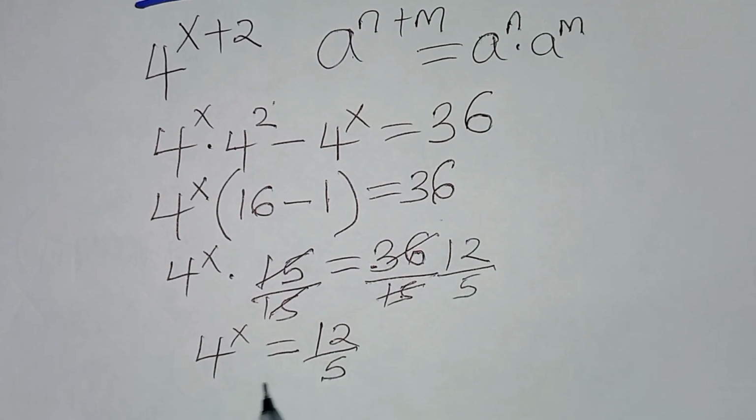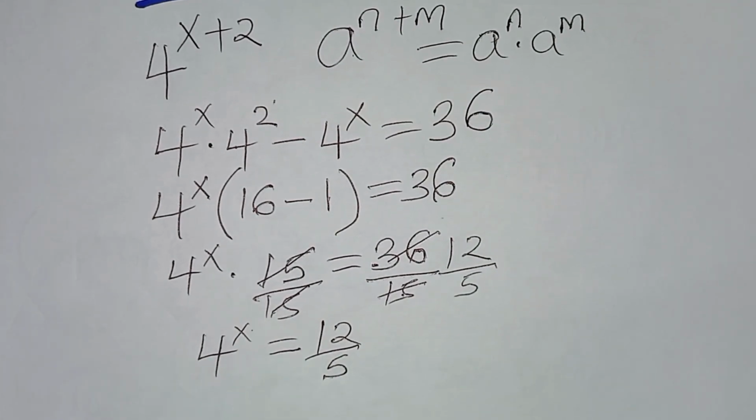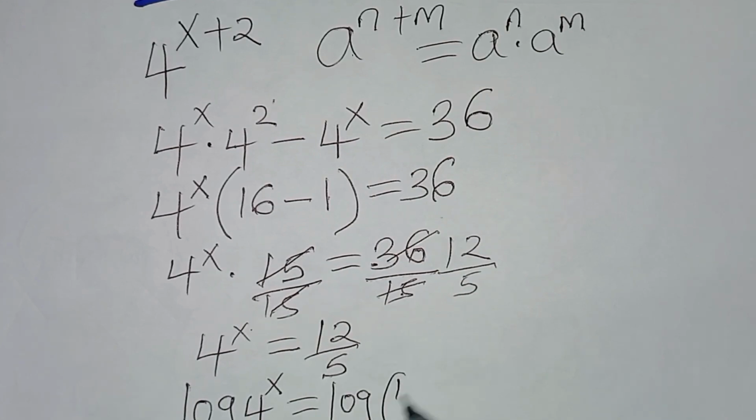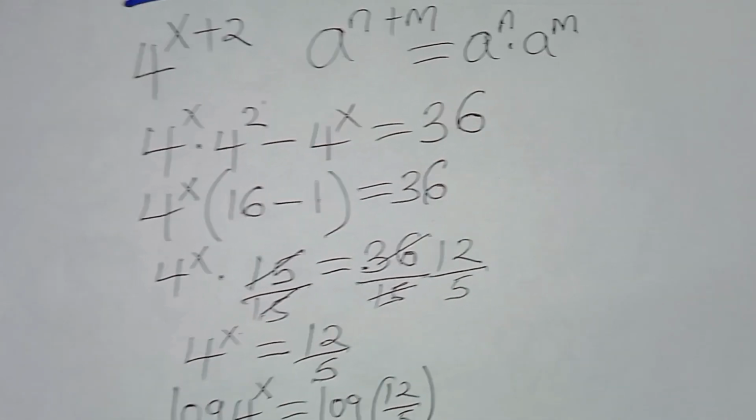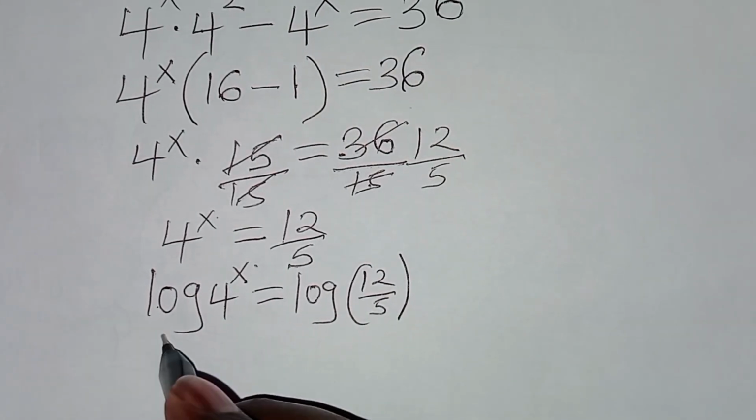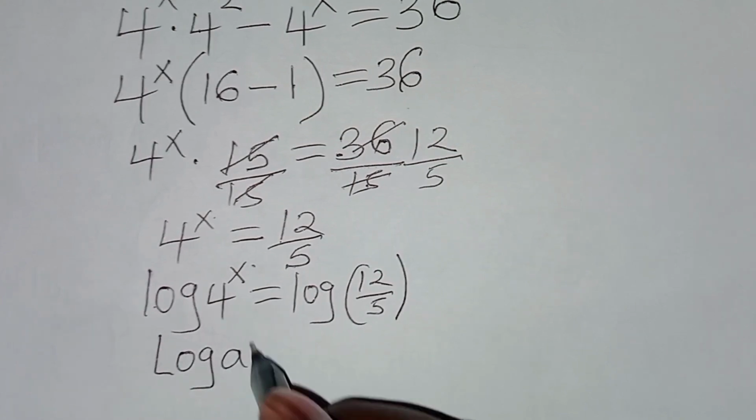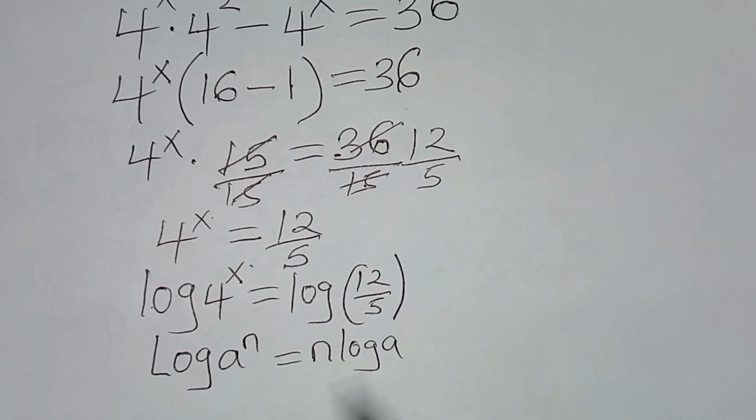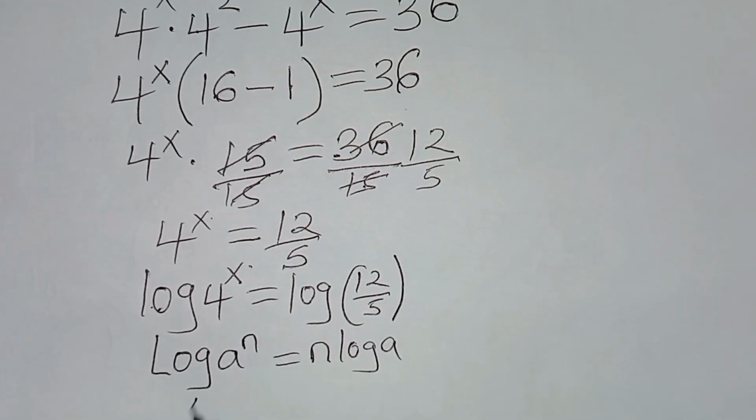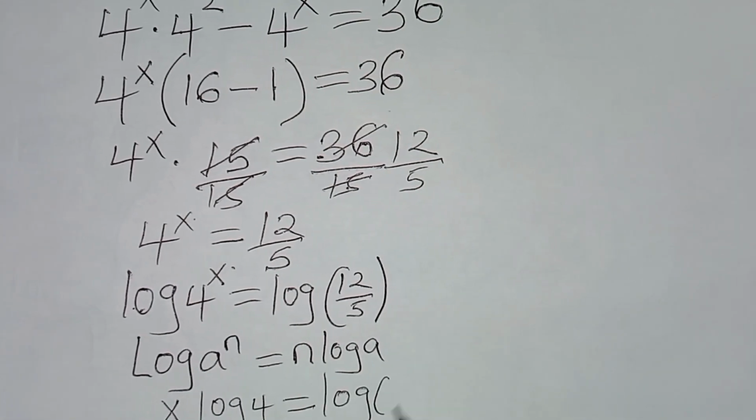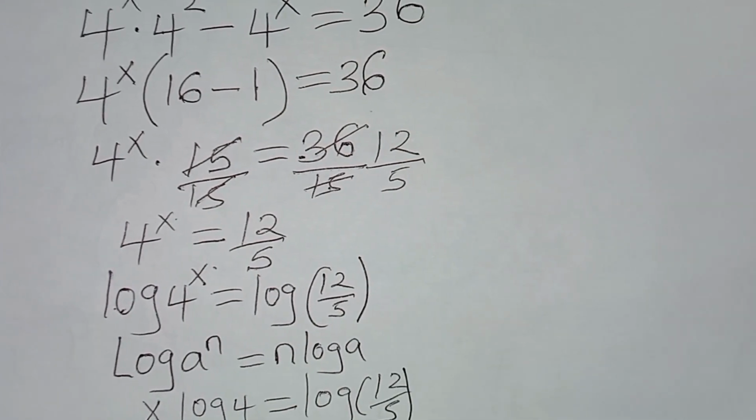So the next step, to solve for the value of x, we introduce the natural logarithm on both sides. So you have log 4 to power x equal to log 12 divided by 5. Log 4 to power x is in the form of log a to power n, which we can express as n log a. So applying this power rule property, log 4 to power x becomes x log 4, which is equal to log 12 divided by 5.